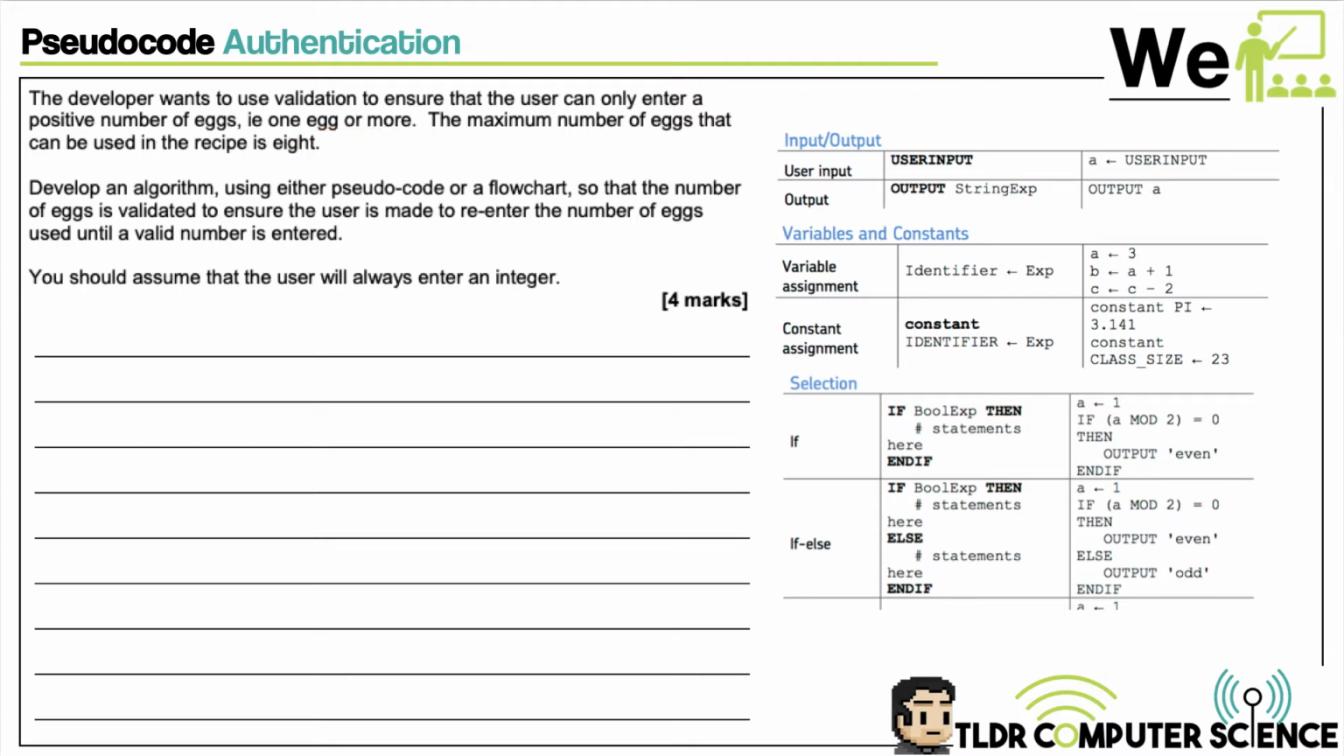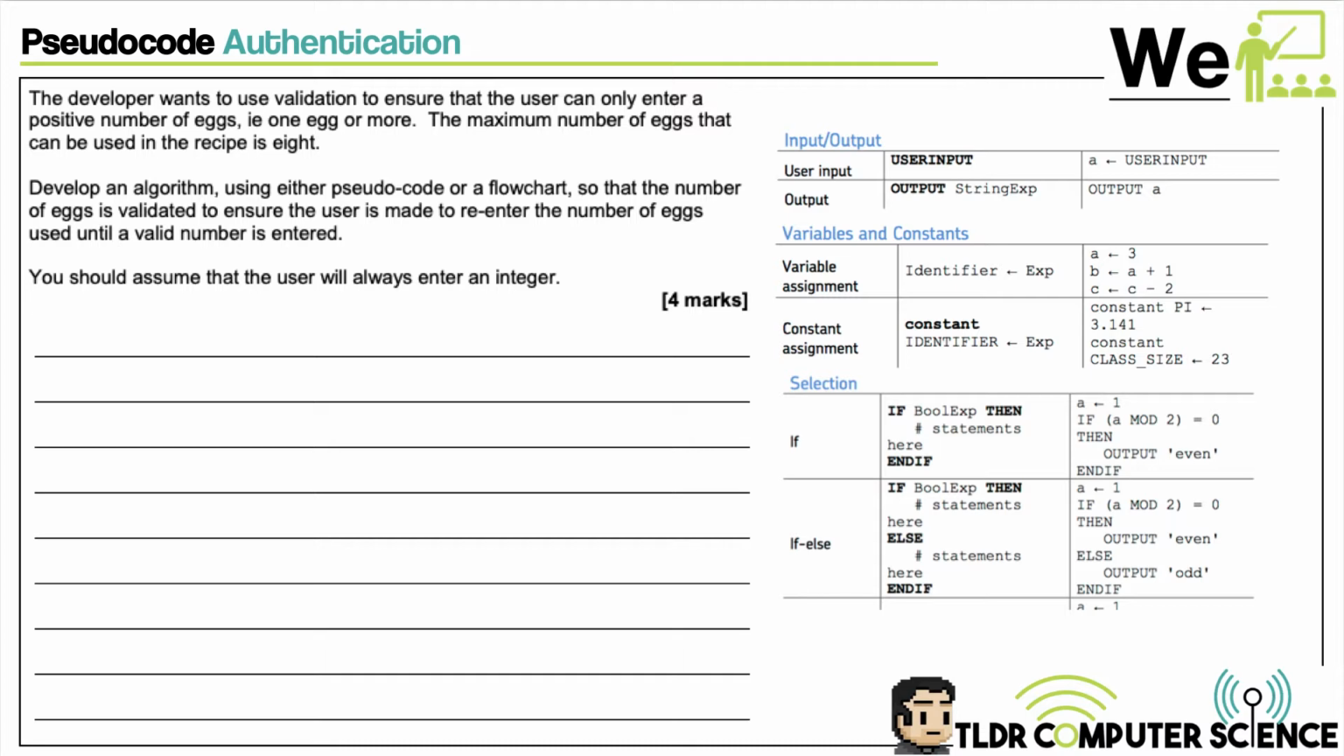1 egg or more. So you can't put in -3 eggs or 0 eggs in this case. The maximum number of eggs that can be used is 8. So the number needs to be between and inclusive of 1 and 8. Develop an algorithm using either pseudocode or a flowchart so that the number of eggs is validated to ensure the user is made to re-enter the number of eggs used until a valid number is entered.